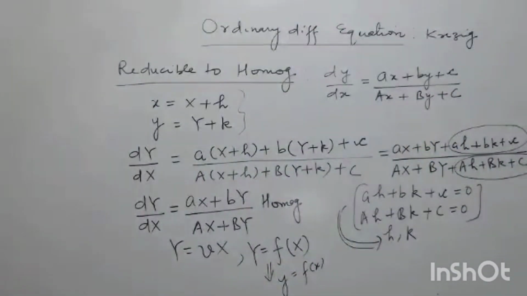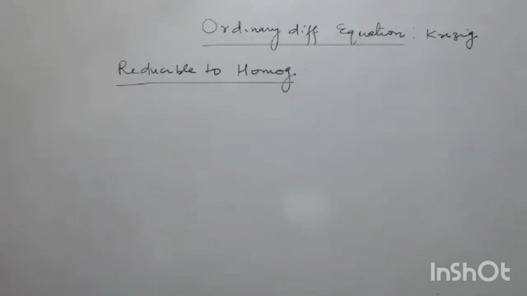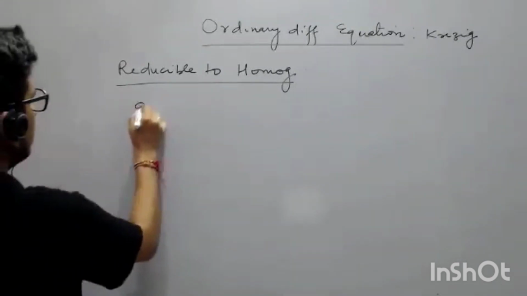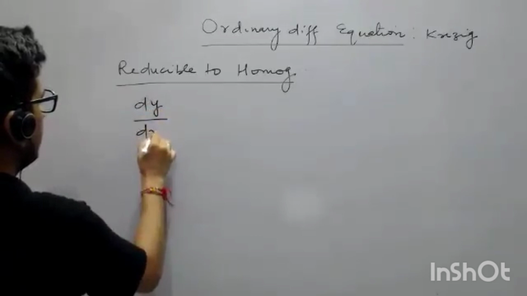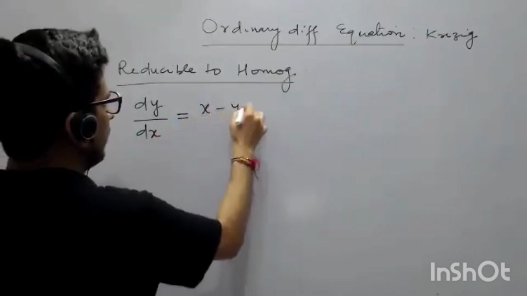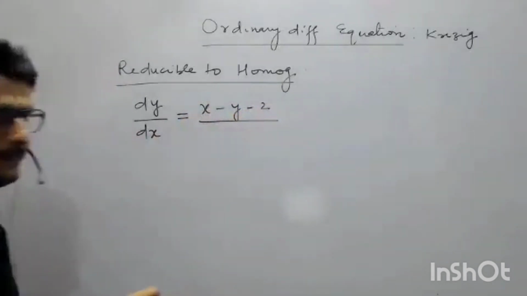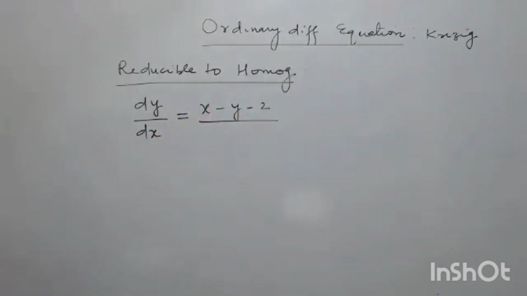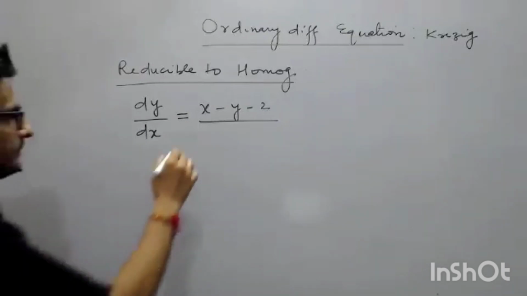Otherwise, many times clarity doesn't come. So let me give you an example. That is dy by dx is equal to x minus y minus 2 upon x plus y plus 6.